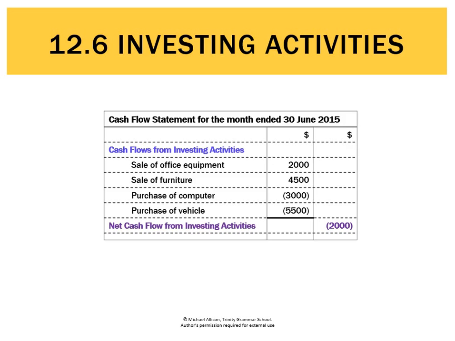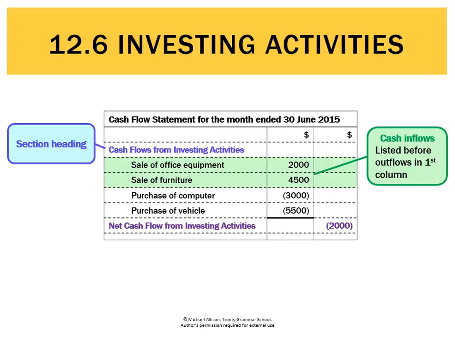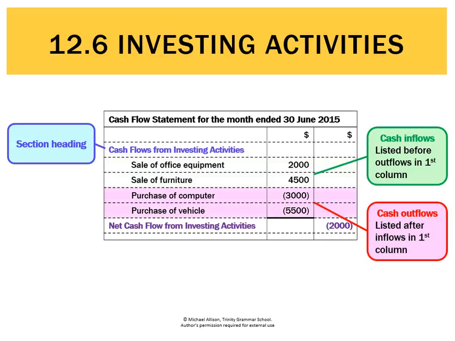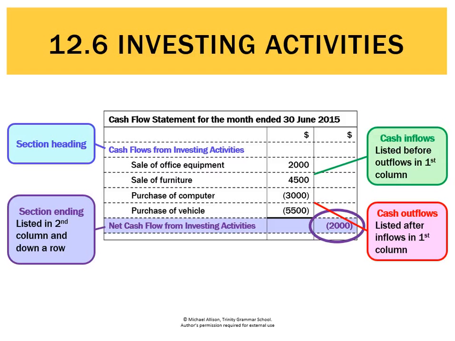How do we set this section out? They're all the same. We start with the heading. We write cash flows from, in this case, investing. We put the inflows in on top in the first column, the outflows underneath in the second column, and remember we use brackets for outflows in the cash flow statement. We go across and down one line and we get net cash flow from, in this case, investing activities.